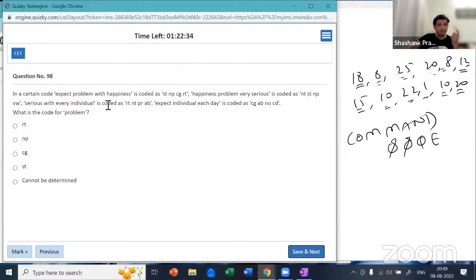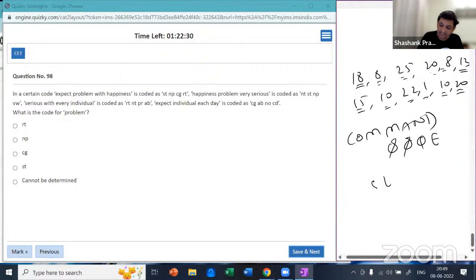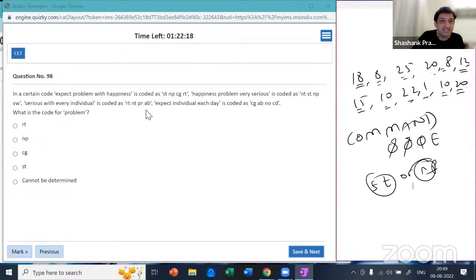Happiness problem तो मिल जाएगा दोनों में से. STNP, right? It's either ST or NP. That much I know. ST or NP. Is there ST or NP available anywhere else? ST NP नहीं है यहाँ पे कहीं पे भी, and we don't have anything else that we can do. Happiness problem very serious. Can I figure out? Serious I can figure out.